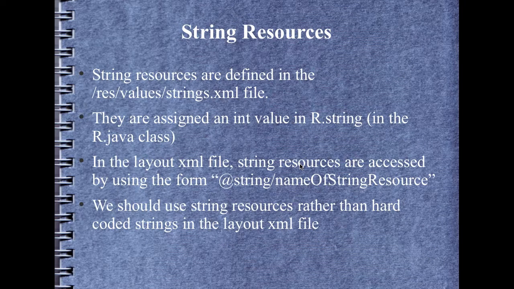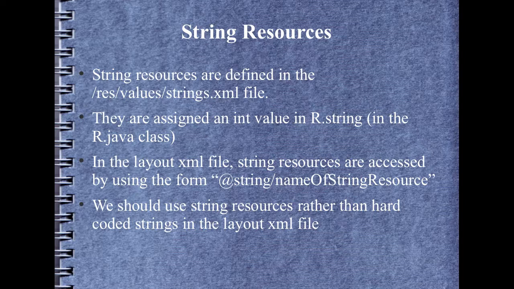There's one more thing I want to talk about, and that is string resources, because we should always use string resources rather than the Android text attribute with a hard-coded string. So we store these resources in strings.xml, and this is in resource values. They're assigned an int value just like our IDs, and they are assigned in the R.java class.